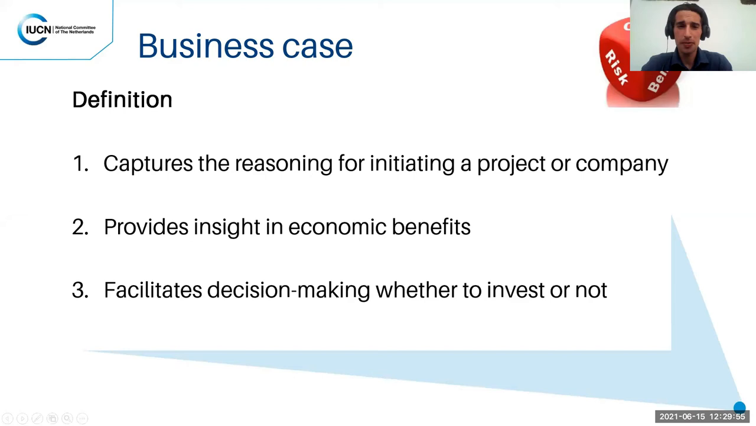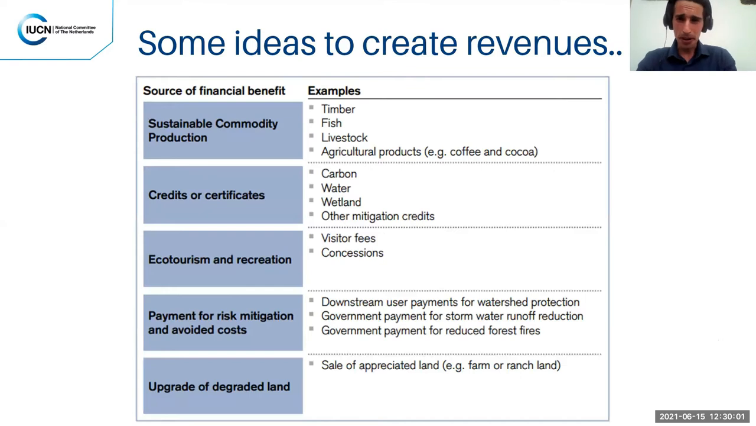And we also have, just for your information, some examples. Next slide, please. Because in the last session, in the introduction, there was a question if there are some examples. So here are some examples to create revenues. These are specified towards ecosystem-based adaptation and mitigation projects. Of course, there are also different angles to make revenues in community-based adaptation, more with the social view, but these are more from a natural resources view.